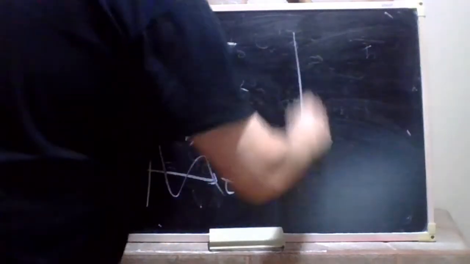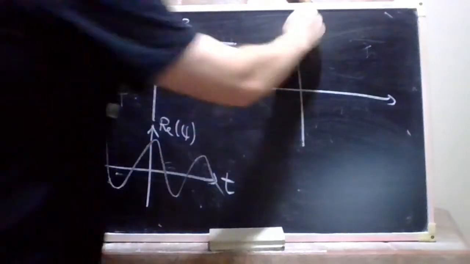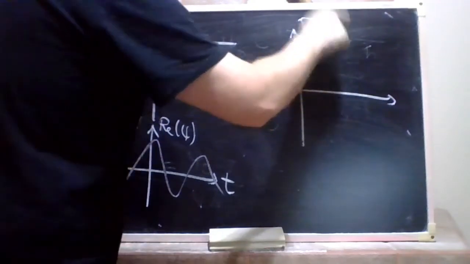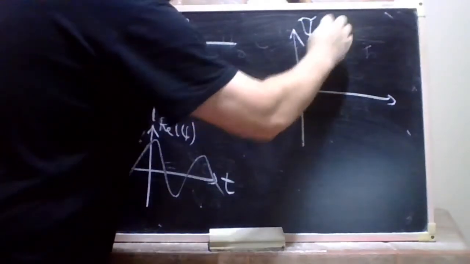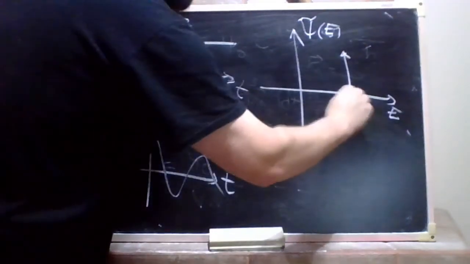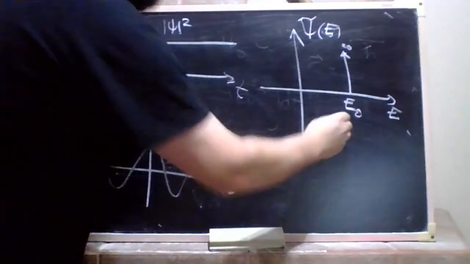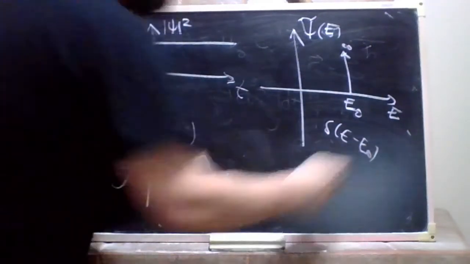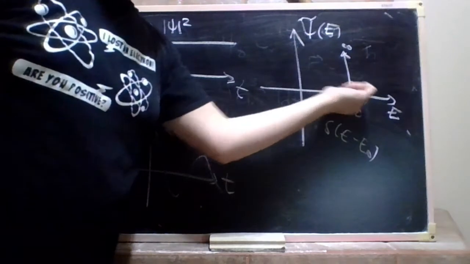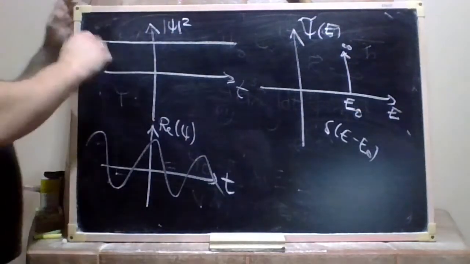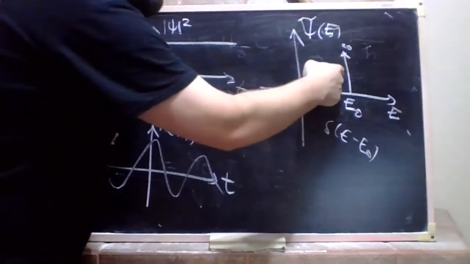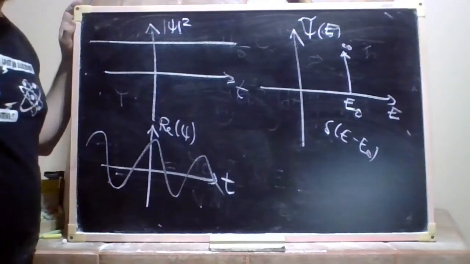And if you go to psi tilde of omega, which corresponds to energy, on this axis you will find a delta. It goes to infinity here, it's a delta of energy minus E0. It's infinite, but it has a width of zero. So it is completely uncertain in time, totally defined in energy. And vice versa.